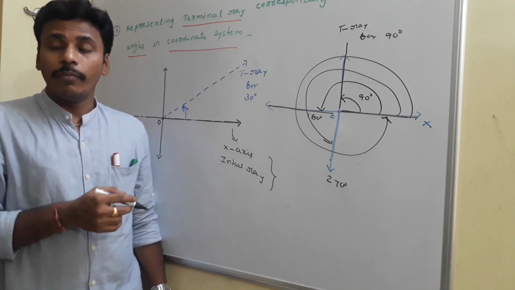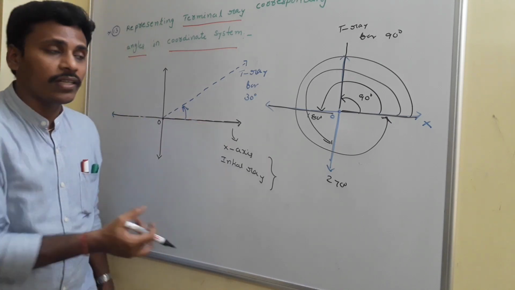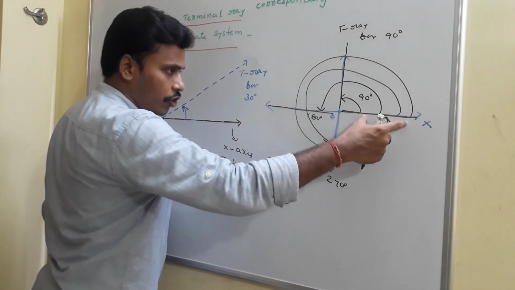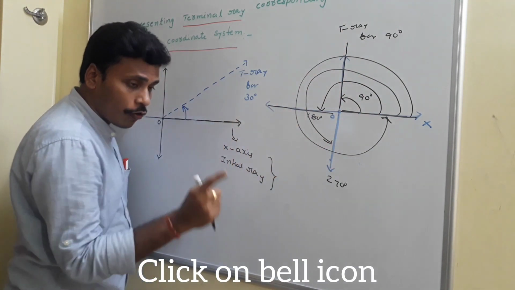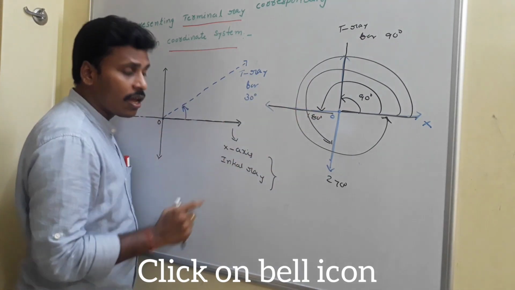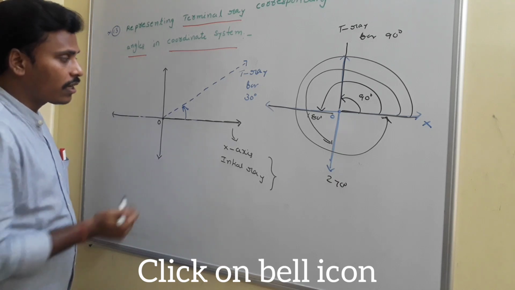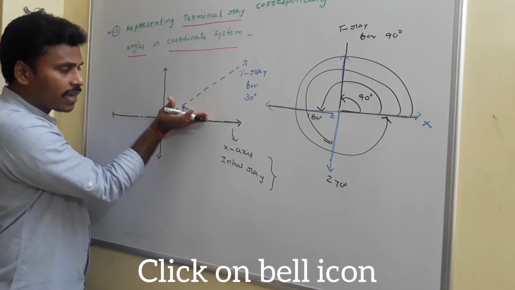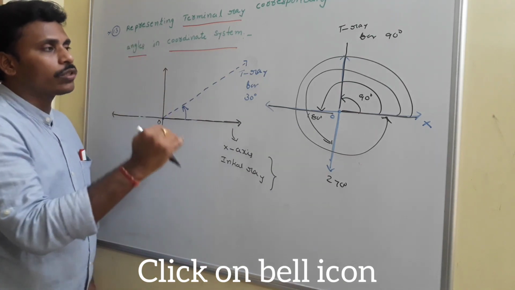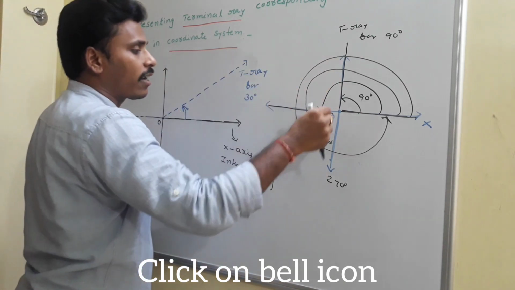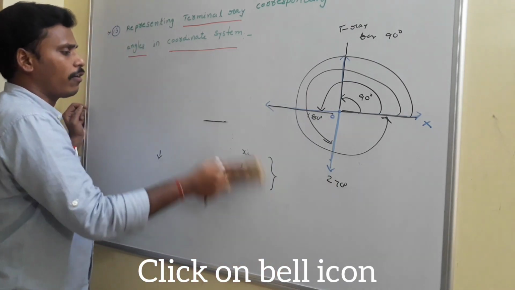So to represent the terminal ray, you need to rotate the positive direction of the x-axis in the anti-clockwise direction. So this is the initial ray. For an angle of 90 degrees, this is the terminal ray. For 180 degrees, this is the terminal ray. For 270 degrees, this is the terminal ray. Suppose your angle is 30 degrees, you need to move this x-axis by 30 degrees, and it may be the terminal ray. For 90, 180, 270, these are the exact terminal rays, whereas for 30, 60, 100 like that, you need to represent roughly, no problem.